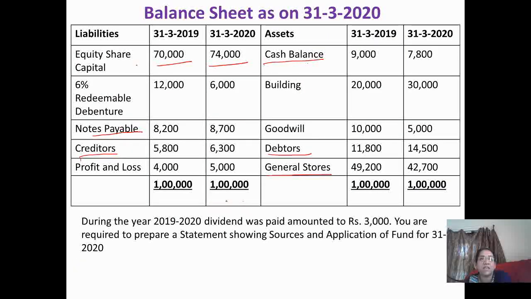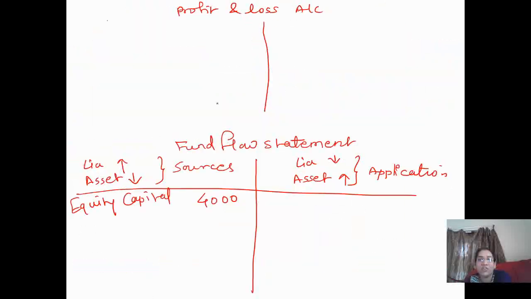Next, 6% redeemable debentures, same. Opening amount was 12,000 and closing amount was 6,000. So liability increase or decrease? Liability decrease by rupees, what is the difference value? 6,000. Opening 12 and closing 6. Liability decrease, so we have to write down under the column of application. So 6% redeemable debenture amount is 6,000. Okay, got it? Next.